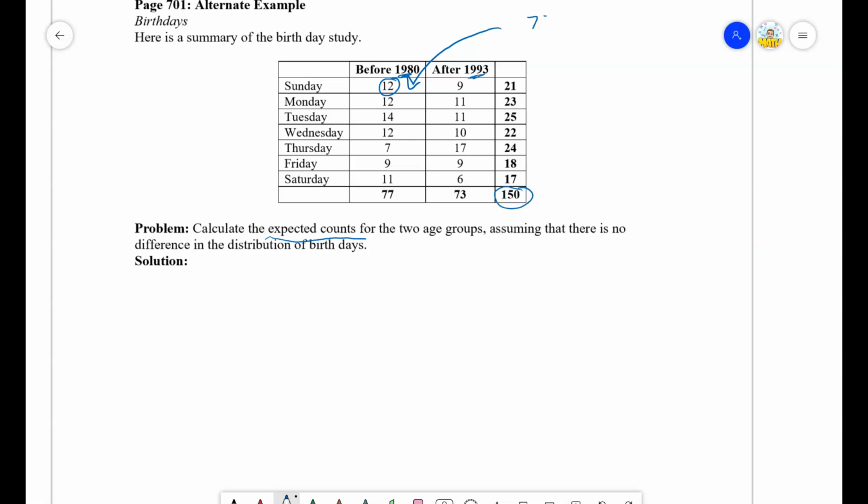It needs to be someone who's born before 1980. So the probability someone's born before 1980 is 77 out of 150, right? And they have to be born on a Sunday. How many people were born on a Sunday? 21 out of 150. But this would just give us a decimal, and that wouldn't make any sense. We're trying to suggest how many people we would expect to land in there. So we'd have to take this probability that a number falls in there and multiply it by 150. So we get 77 times 21 divided by 150.